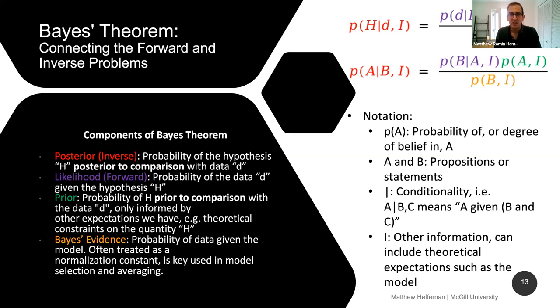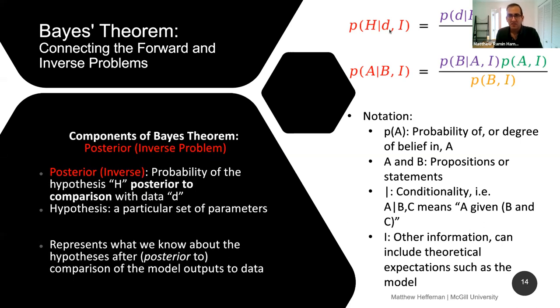And finally, here in the denominator, you have something called the Bayes evidence, which is the probability of data given the model. Many times you'll see this equal sign replaced with a proportionality and this denominator dropped. It's often treated as a normalization constant, but it's really key in model selection and averaging. So we're starting to see this a little bit more in the field. So I want to make sure I just provide you with the vocabulary there to understand what that is.